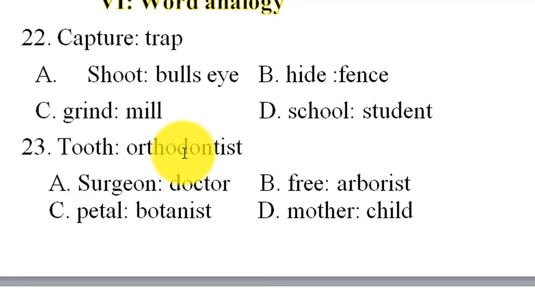Choose orthodontist: a person who takes special care for teeth. Orthodontist, choose orthodontist. Surgeon, doctor: it doesn't have the same relationship with the question. Tree here, tree. Arborist means a person who takes care of trees.